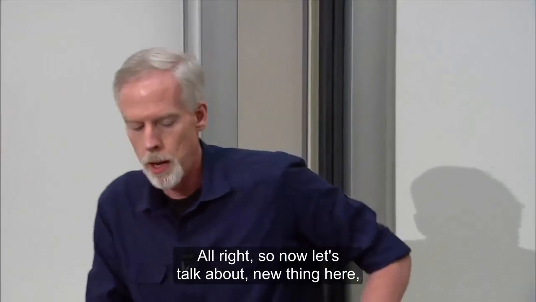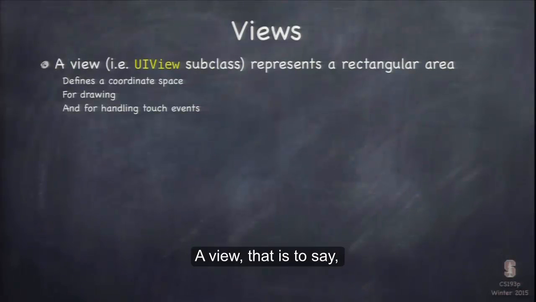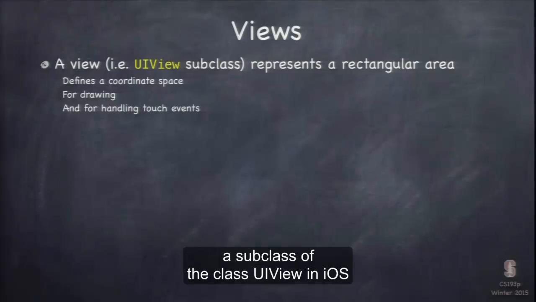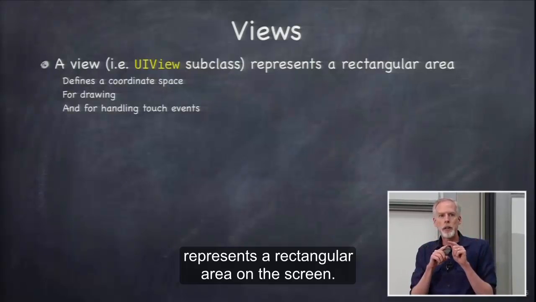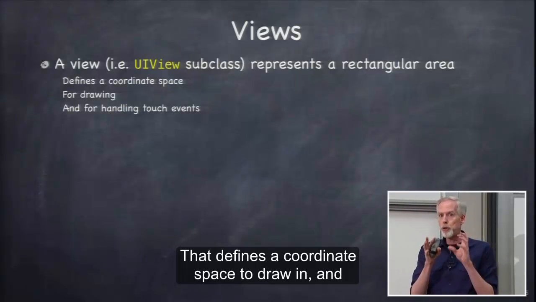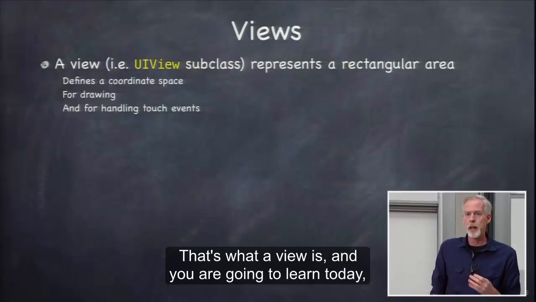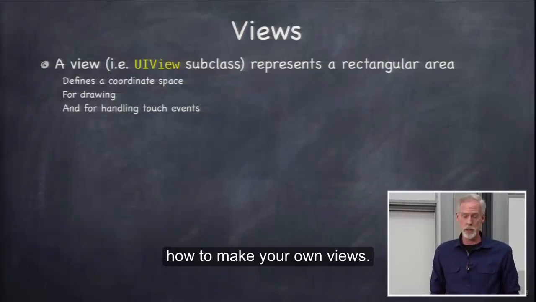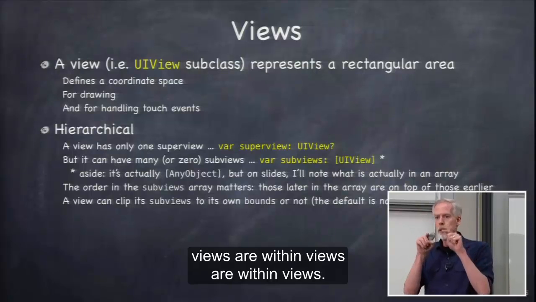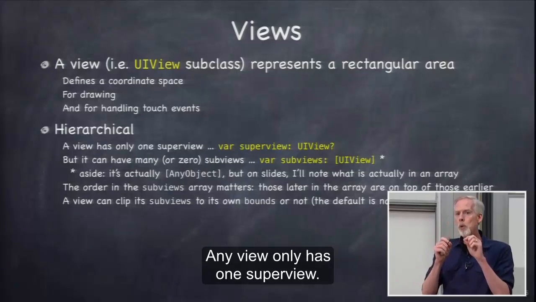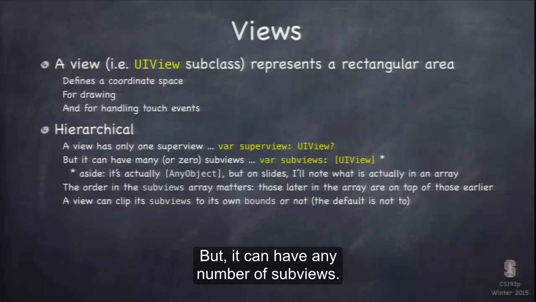Continue. All right, so now let's talk about a new thing here, which is views. Okay, totally new topic. A view, that is to say, a subclass of the class UIView in iOS, represents a rectangular area on the screen that defines a coordinate space to draw in and also to handle touch events. Okay, that's what a view is. And you are going to learn today how to make your own views. The views are hierarchical, so views are within views are within views. Any view only has one superview, right? It's only contained directly in one view, but it can have any number of subviews.